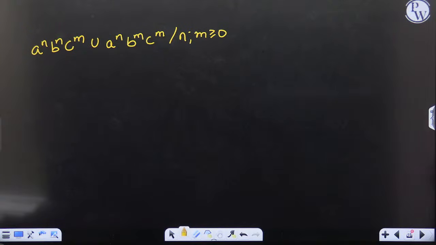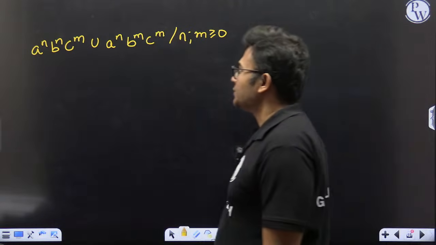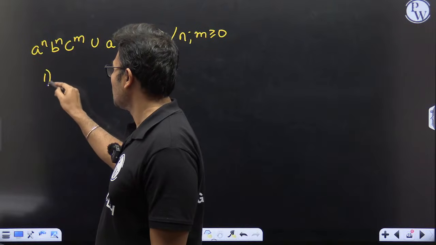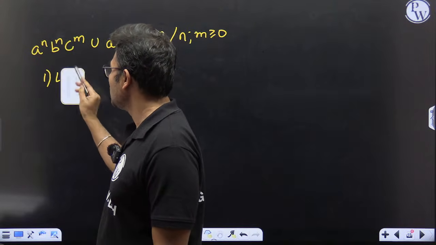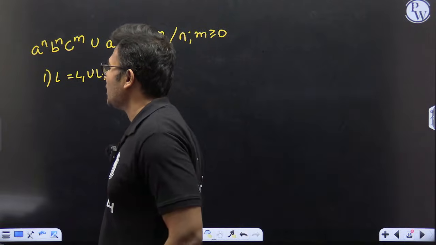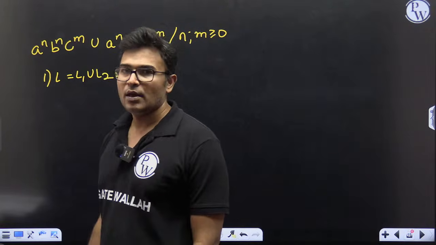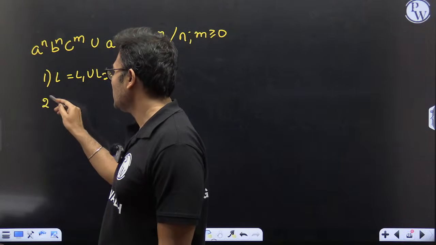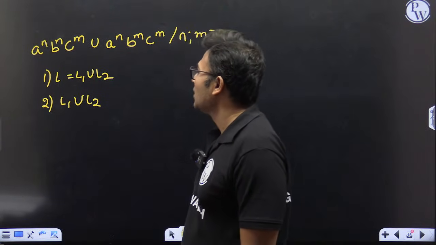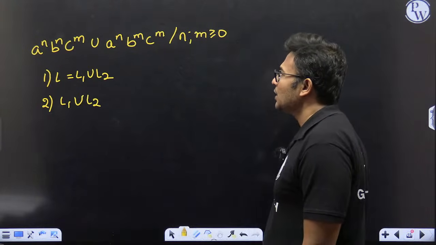Very good. This is ambiguous, right? So what is rule number 1? Rule number 1 is L should be union of two languages, L1 union L2. Rule number 1 is fine. And what is rule number 2? L1 union L2 should not collapse into a single language. Here they don't collapse into a single language.